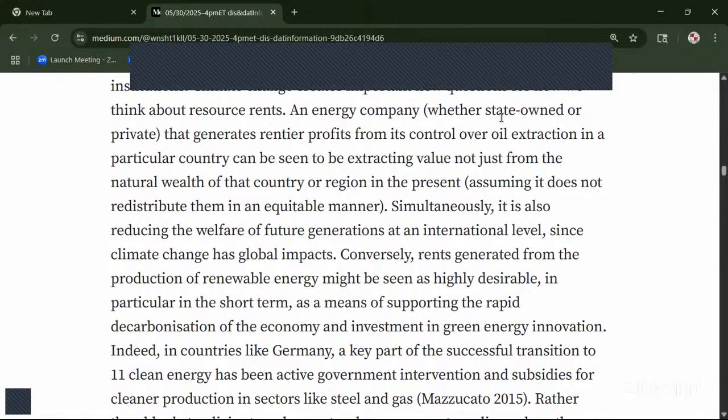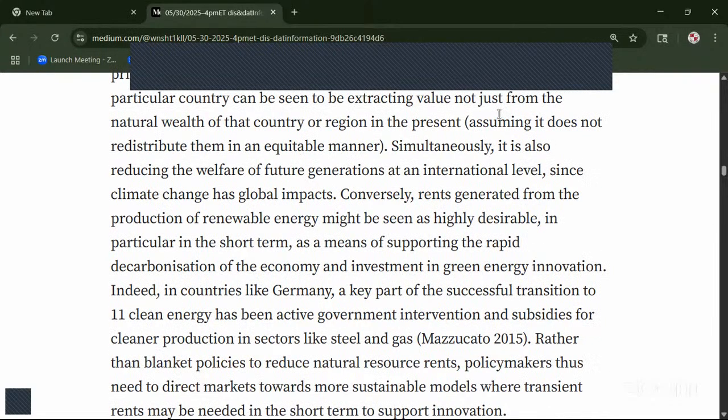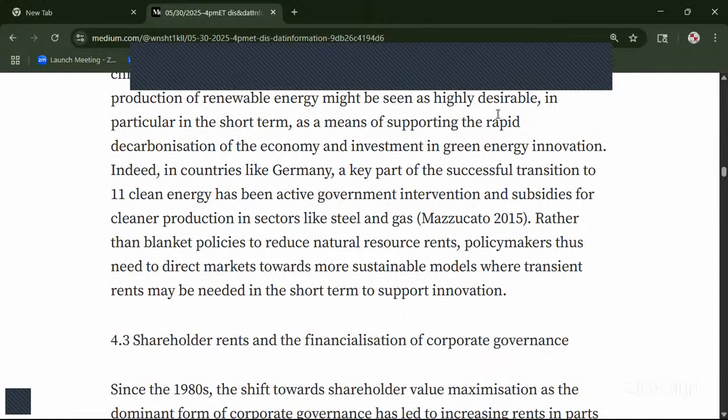Conversely, rents generated from the production of renewable energy might be seen as highly desirable, in particular in the short term, as a means of supporting the rapid decarbonization of the economy and investment in green energy innovation. Indeed, in countries like Germany, a key part of the successful transition to clean energy has been active government intervention and subsidies for cleaner production in sectors like steel and gas. Rather than blanket policies to reduce natural resource rents, policymakers thus need to direct markets towards more sustainable models where transient rents may be needed in the short term to support innovation.